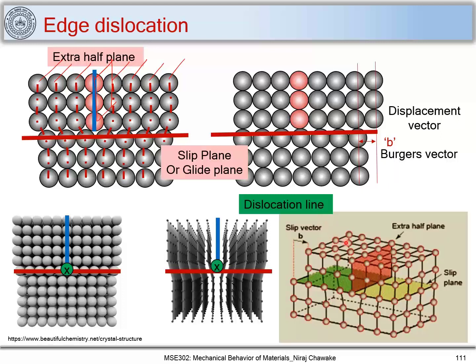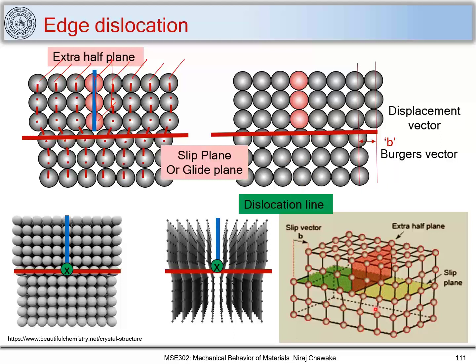So here we know this is an extra half plane, and this is our slip plane, which is green and yellow, and red is the extra half plane which I have inserted, and this is a displacement vector, which is a Burgers vector, or it is called a slip vector too. So we have the slip plane which we have seen, also called a glide plane, and we have an extra half plane over here.